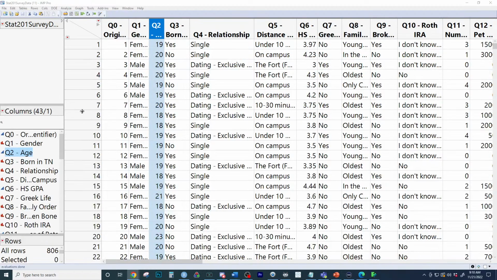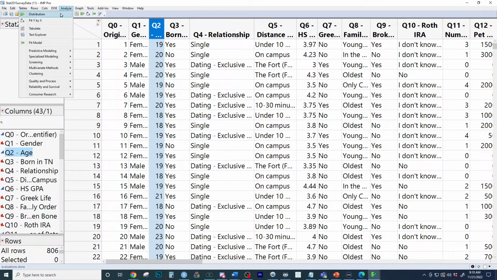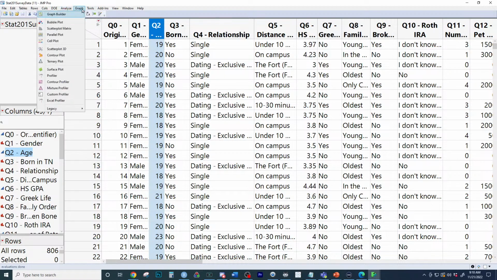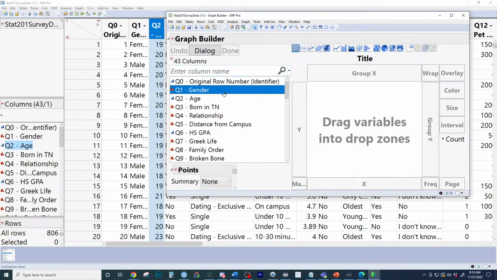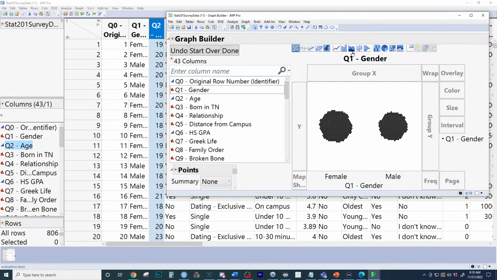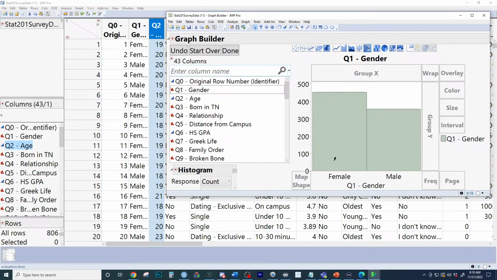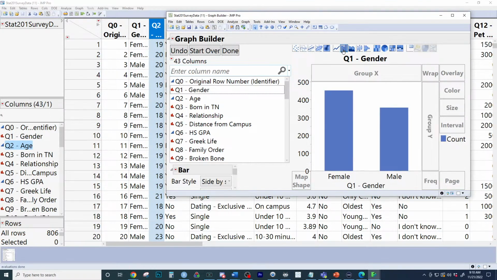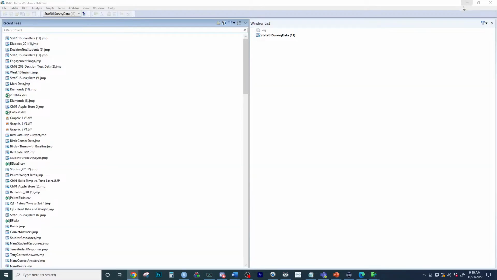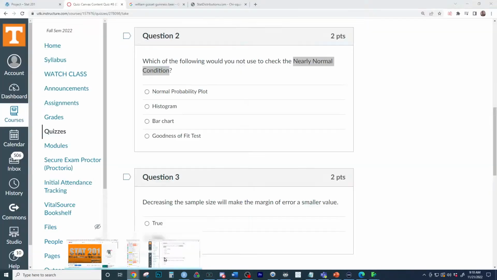Bar charts are not something we would use to check normality because bar charts are for categorical variables. So if we go to Graph Builder, drop something like gender right here and go to bars, well, there's bars right there, or there's bars right there. Bar charts are categorical data and are not used to check nearly normal because it's categorical data. So great answers right there. We do not use bar charts.